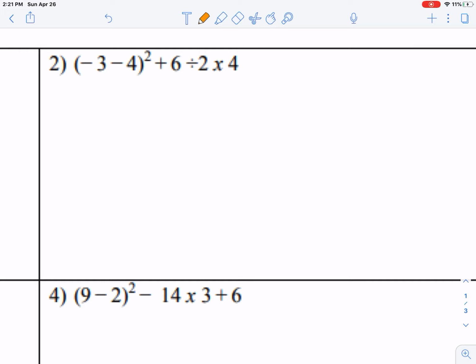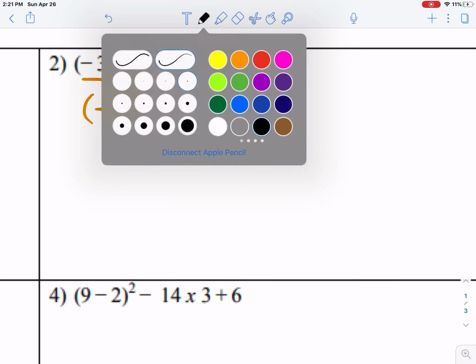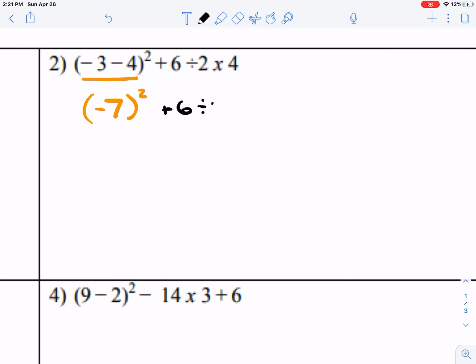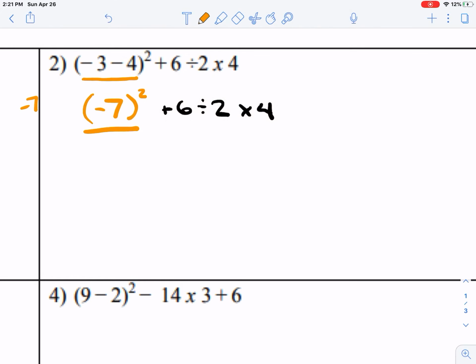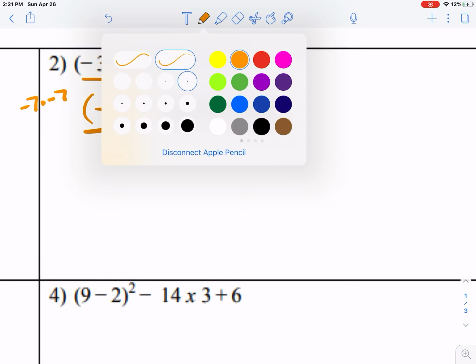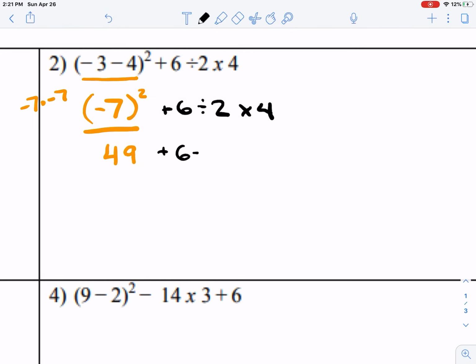And finally here for number 2, we can see we do have parentheses, so we're going to do negative 3 minus 4. Remember, they both have the same sign, so we're going to add them together. 3 and 4 is 7, and we want to keep the sign. So we have negative 7 squared, and then everything else we're going to go ahead and bring down. Okay, so negative 7 squared, that means negative 7 times negative 7. So we have 2 negatives multiplied to each other, so we're going to get a positive answer. And 7 times 7 is 49. Okay? So again, we're going to bring everything else down here.